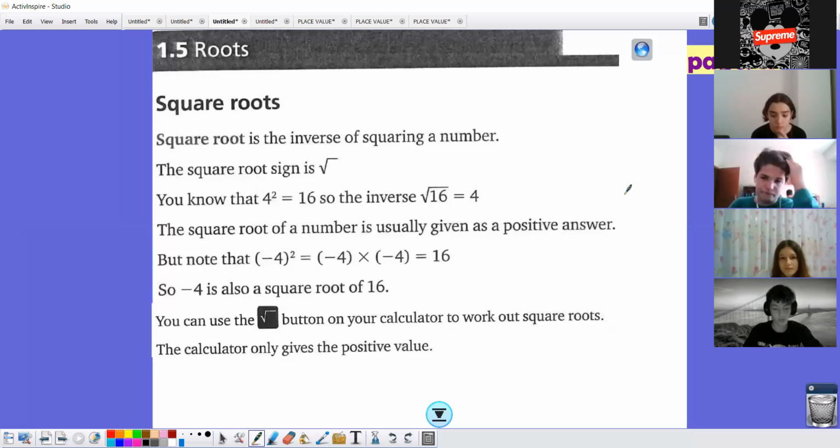This is the new title of this one. As you see, roots. You have roots here, and it is square root, the first title.